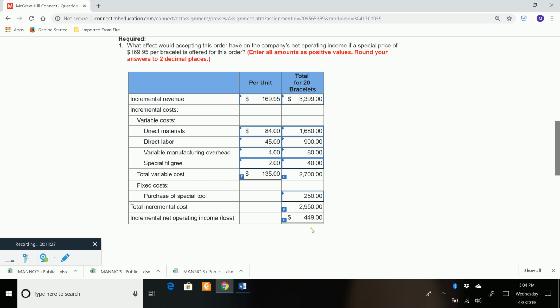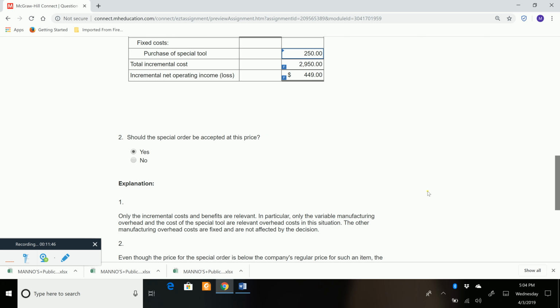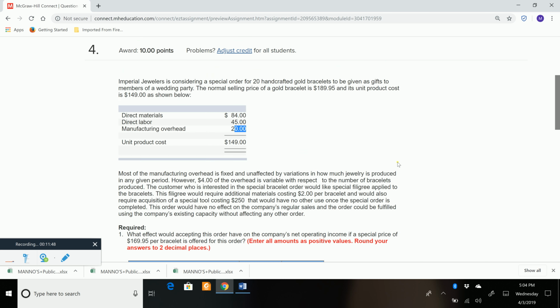All right, so that is the analysis. We're only going to analyze if it will increase our contribution margin. If it increases our contribution margin, that means it's also going to increase our net income. And therefore, you would, of course, accept the offer. Should it be accepted? The answer is yes.